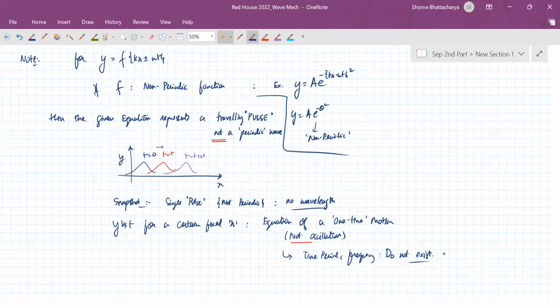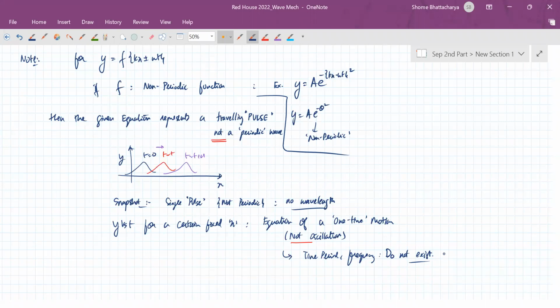It can be represented by a periodic function, in which case the general equation represents a periodic wave, which means that all medium particles are in oscillation with definite time period and amplitude. And the shape of the wave is also periodic, so there is a definite wavelength. On the other hand, the function used to represent it could also be a non-periodic function, like this exponential function over here, in which case it does not represent a periodic wave, rather it represents a single traveling pulse.